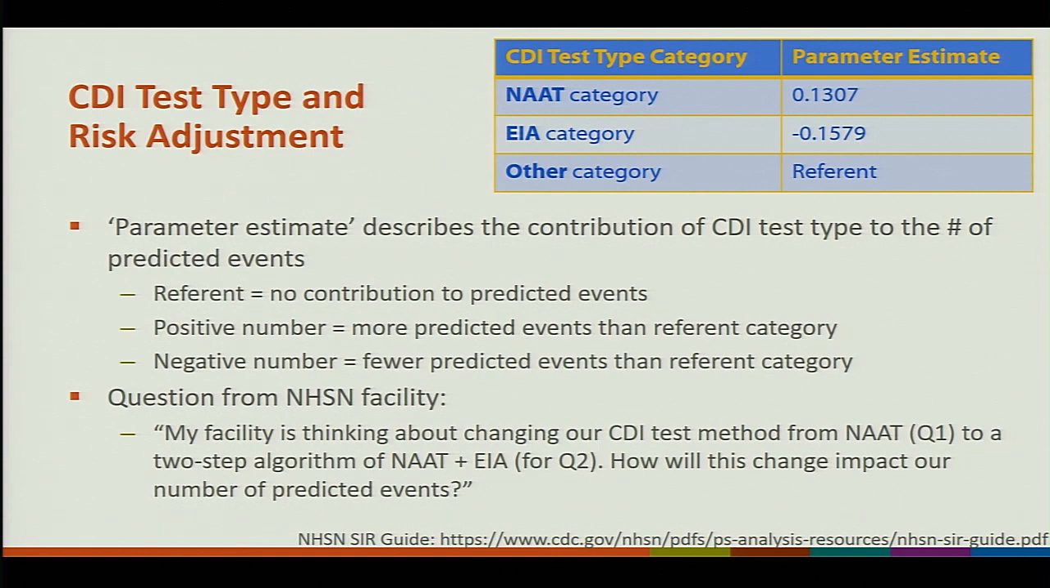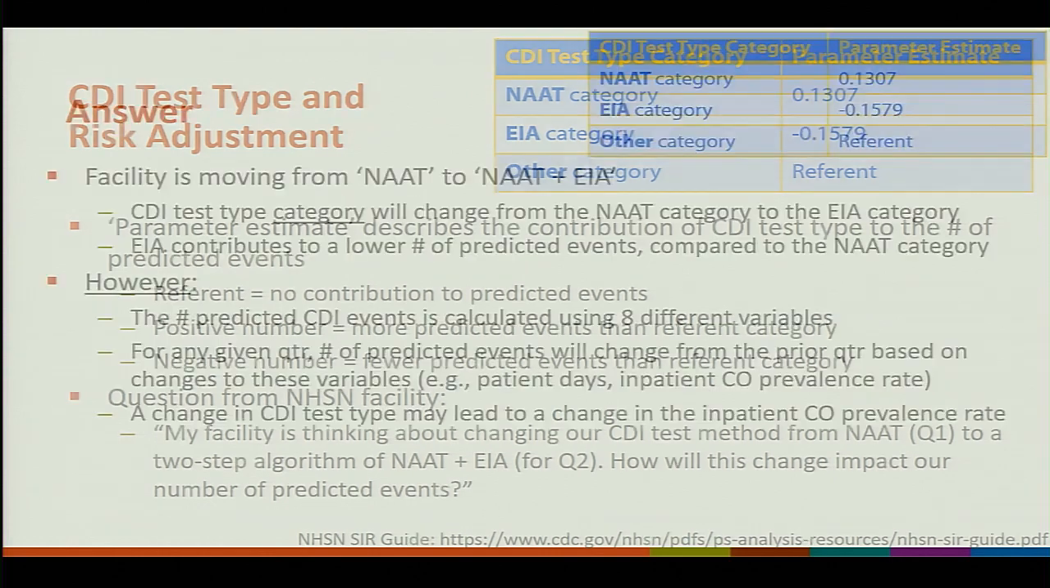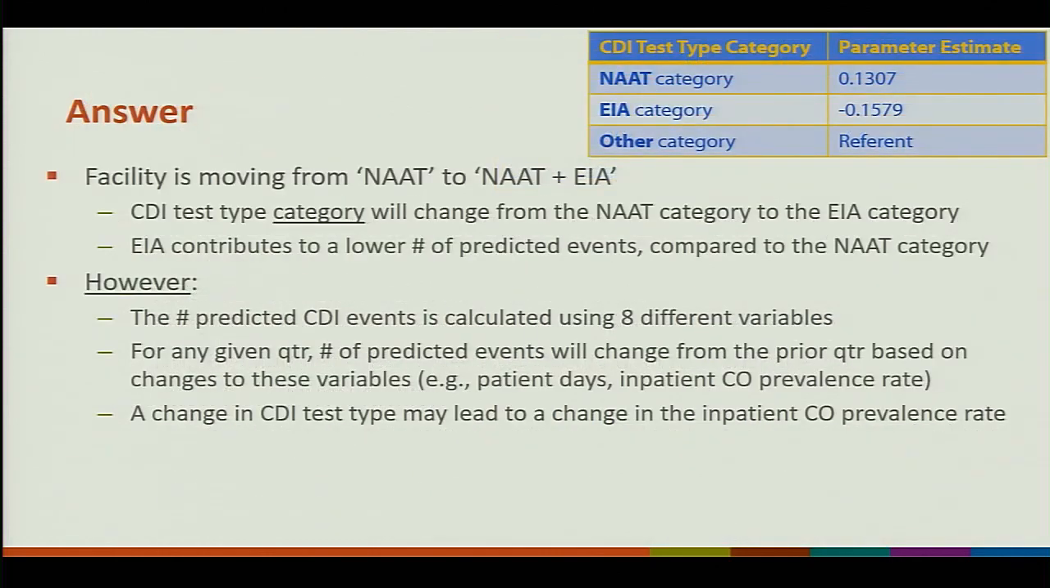So a common question we receive from facilities involves facilities that are changing CDI test methods, and they want to know how that change impacts their SIR. So in this example, the facility is changing from NAT in quarter 1 to a 2-step algorithm of NAT plus EIA in quarter 2. How will this change impact their number of predicted events? Okay, so let's see how we will answer this.